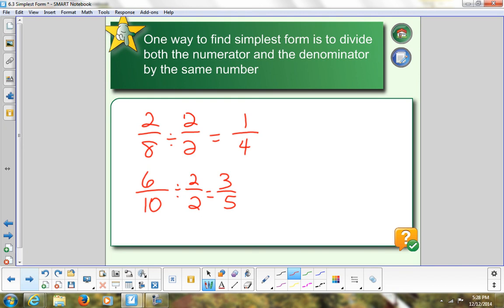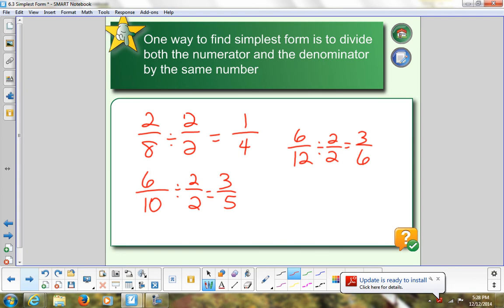What about 6/12? What if I divide that by 2? 6 divided by 2 is 3. 12 divided by 2 is 6. Am I at my smallest form? If I leave it like that, 3/6, is it the smallest? I can't divide any more than that.